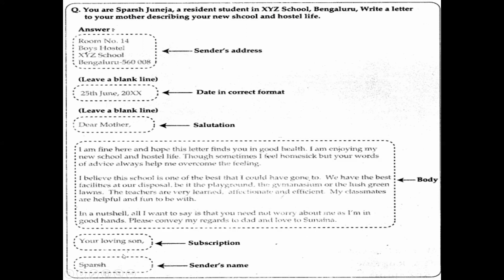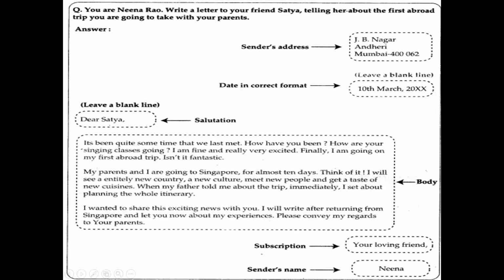Then the next one is the subscription. Subscription is the last part, yours loving son, comma, which is followed by the sender's name. You can write it or you can put a signature also. Now the next one, this is another one. So I am showing you 2 samples of informal letters.